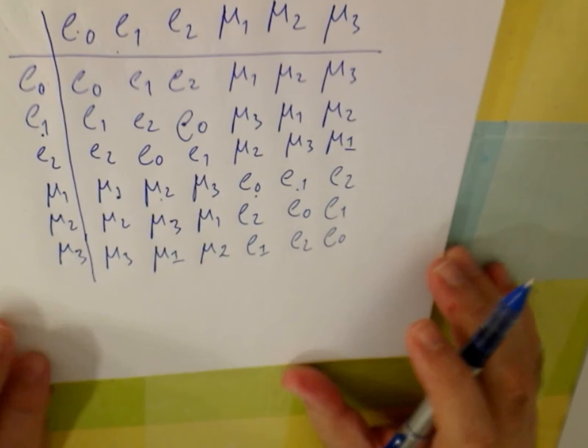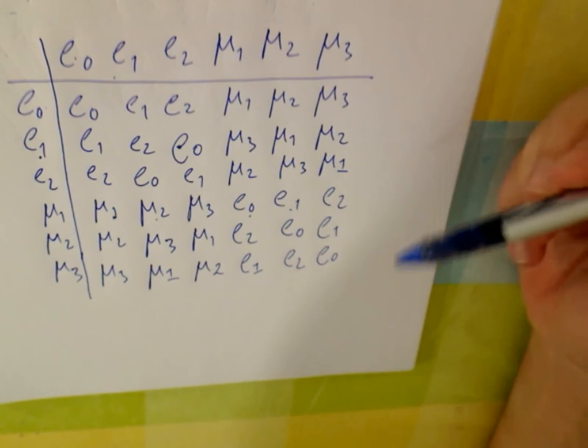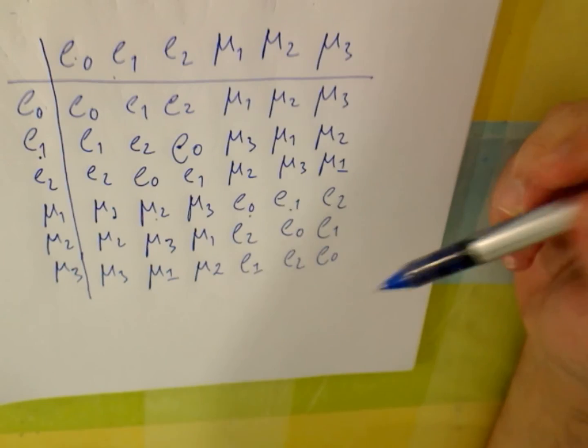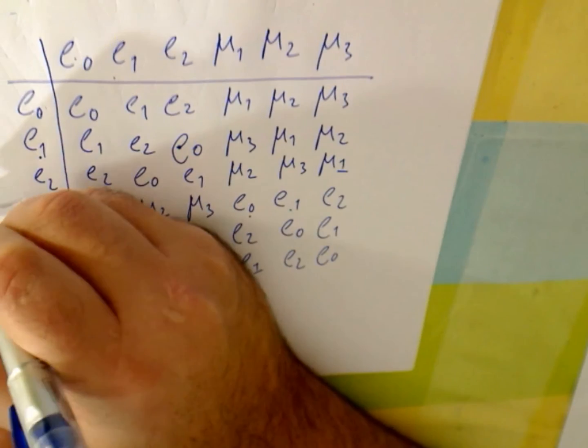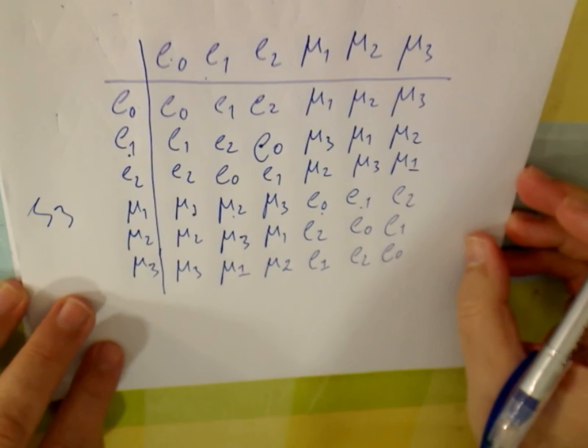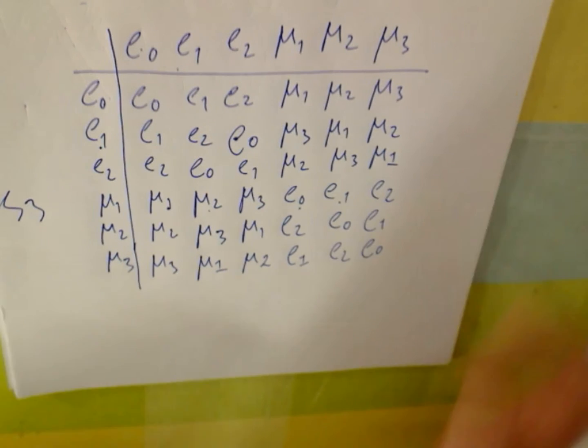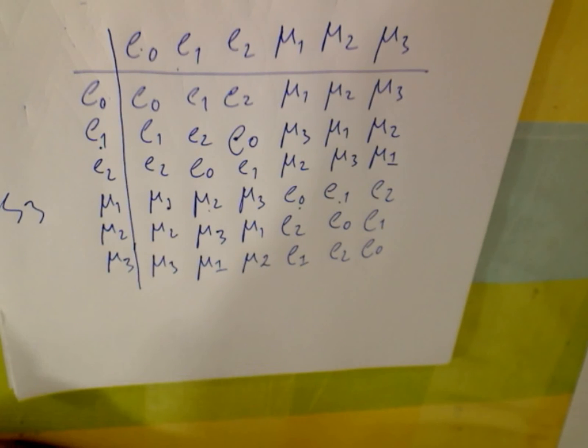I hope you guys can see well. So this is the multiplication table for S3. Okay, this is the multiplication table for the symmetric group 3. I want to call your attention that this group is not abelian, and we will talk about that later.